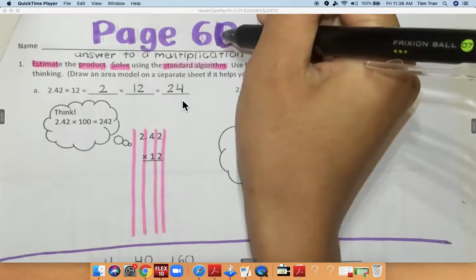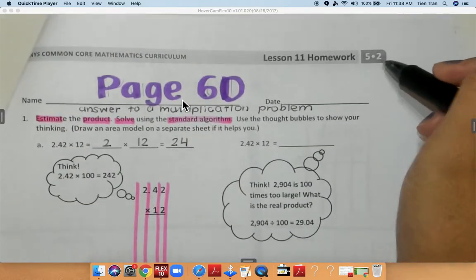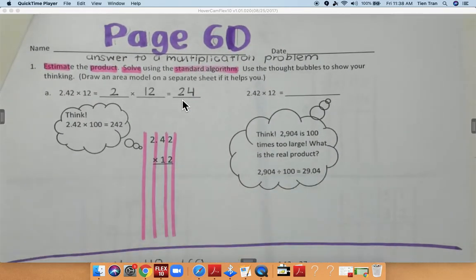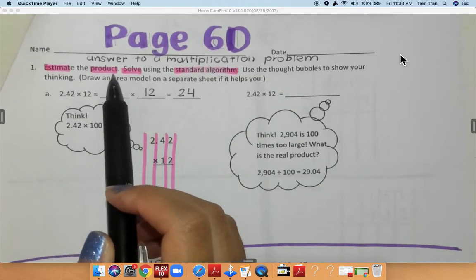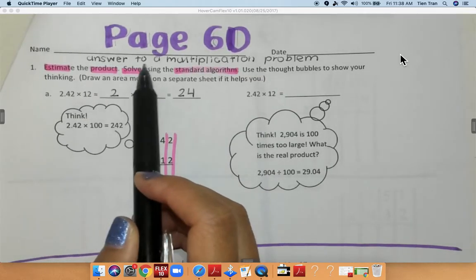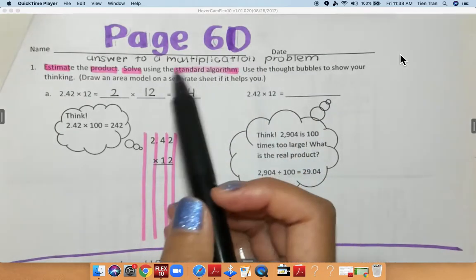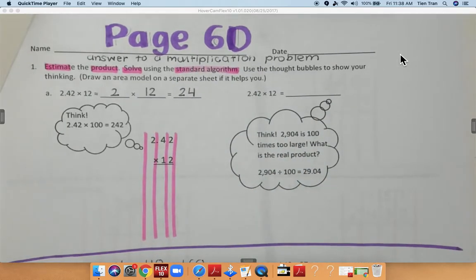We are on page 60. This is lesson number 11, homework. Make sure you are on the correct page. For problem number 1, they asked you to estimate the product, which means the answer to a multiplication problem. So whenever you hear the word product, that means you're answering a multiplication problem.